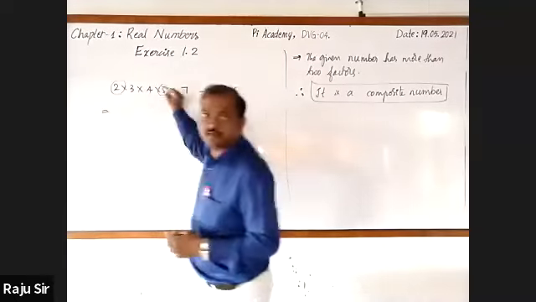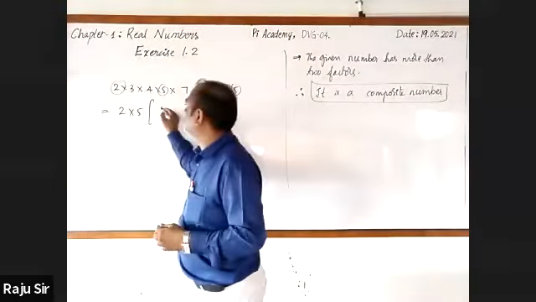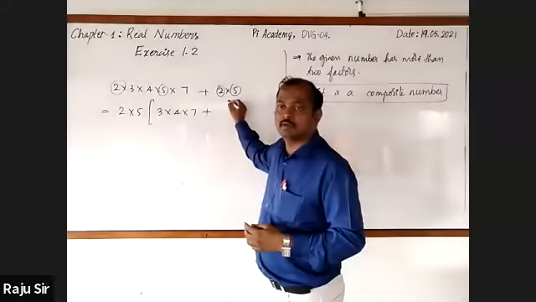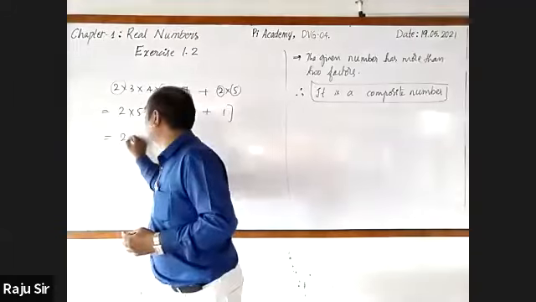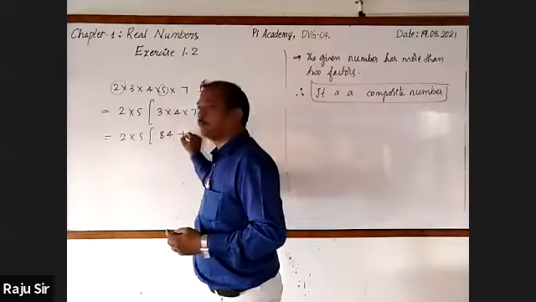How do you go about continuing this? Taking common factor 2 and 5. Very good. So 2 into 5, and the remaining will be 3 into 4 into 7, plus 1. Equal to 2 into 5 into, 3 fours are 12, 4 sevens are 84, sir. 84 plus 1.